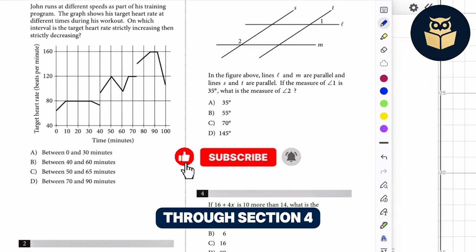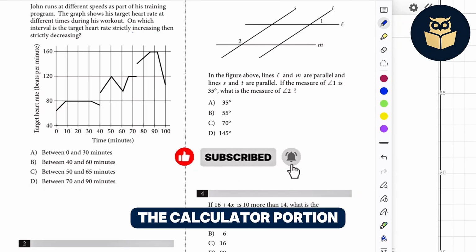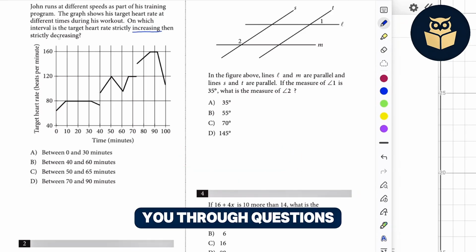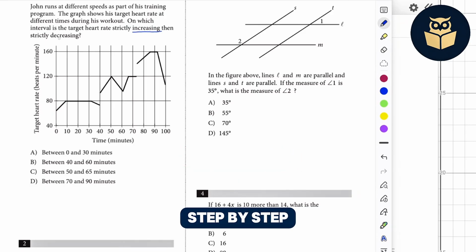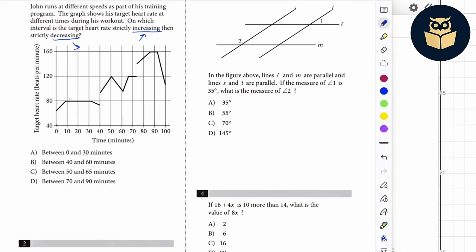Hey everyone, welcome back. Today, we're going through section 4 of practice test 1, the calculator portion. I'm going to walk you through questions 1 to 20 step by step, keeping things super practical so you know exactly what to look for on test day. Grab your paper and let's dive right in.